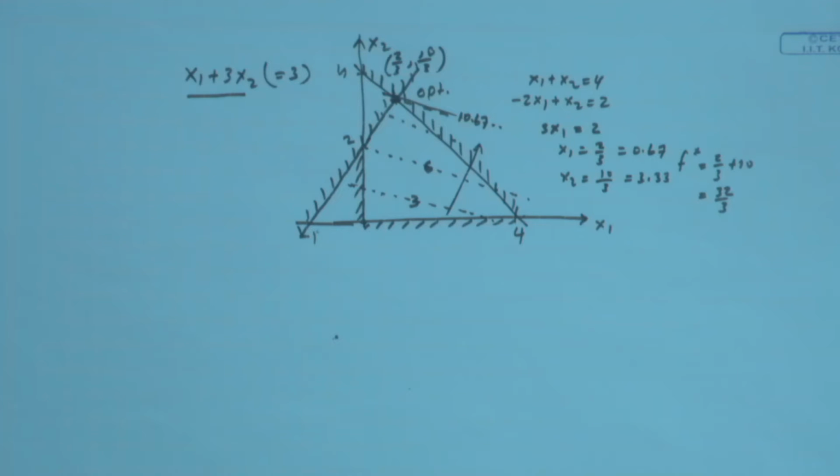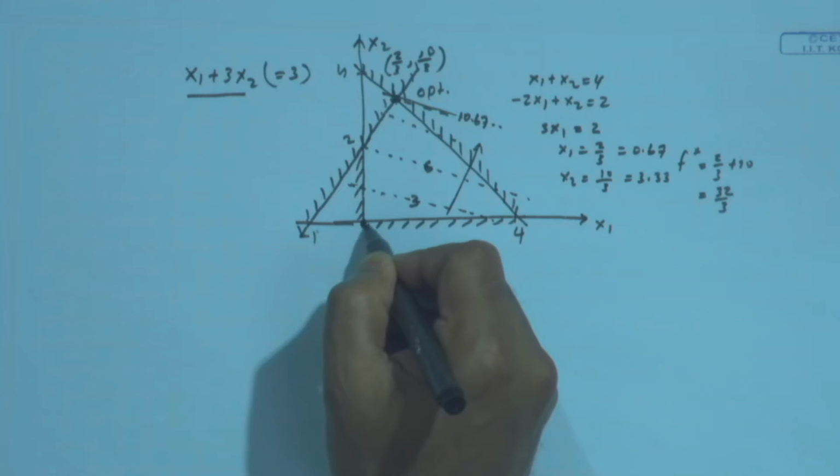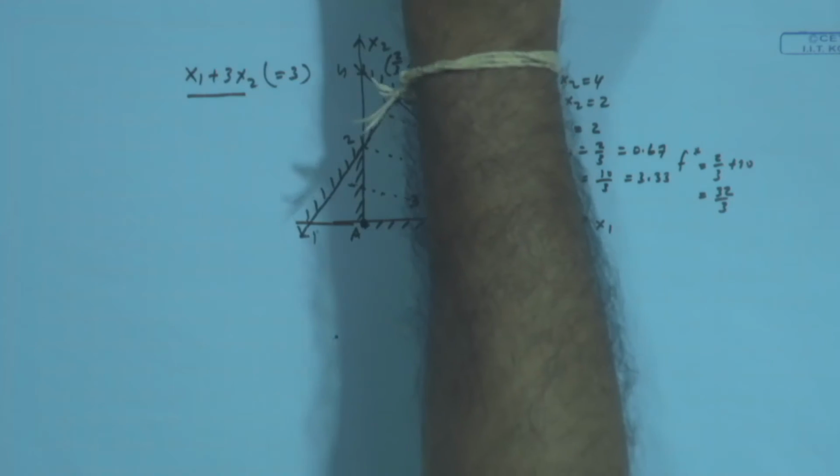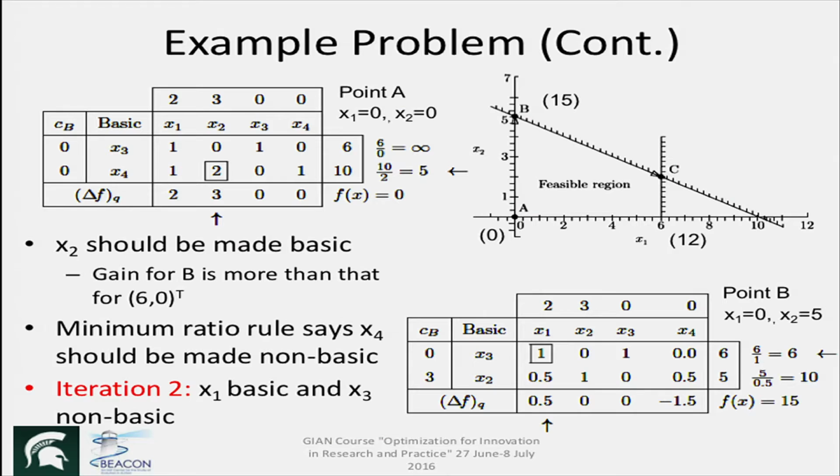Okay. Have you drawn the first table? What point does it represent? What are the basic variables? x3 and x4 are basic variables. So this table represents which point? The origin. Mark that point as A. And on the table, you can go and mark it as point A, like I have done here.